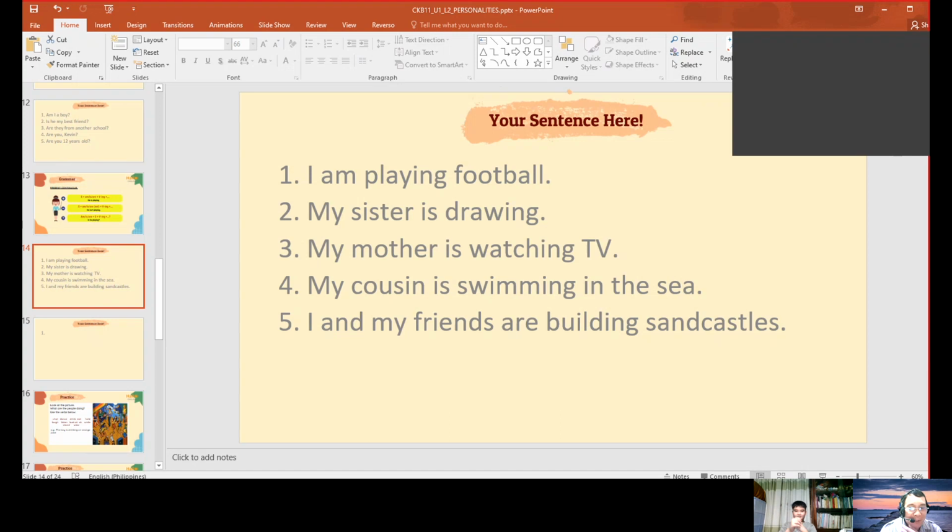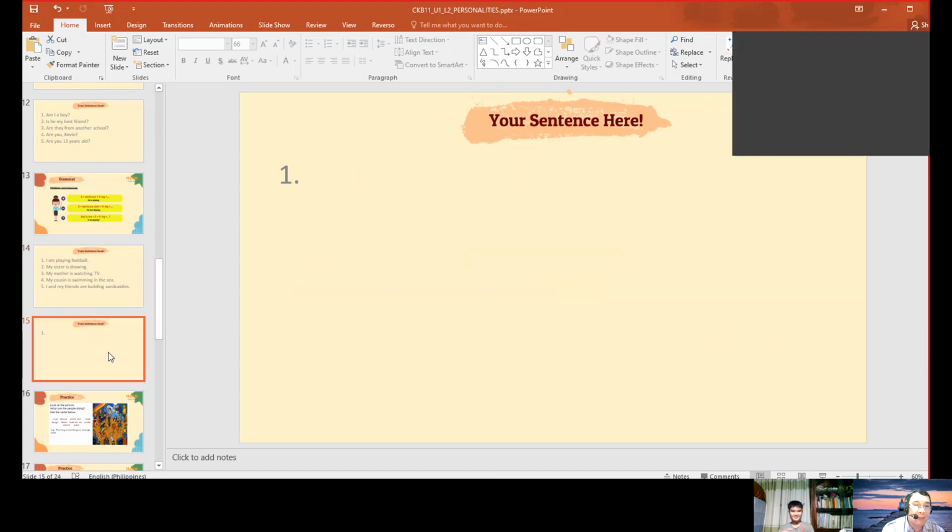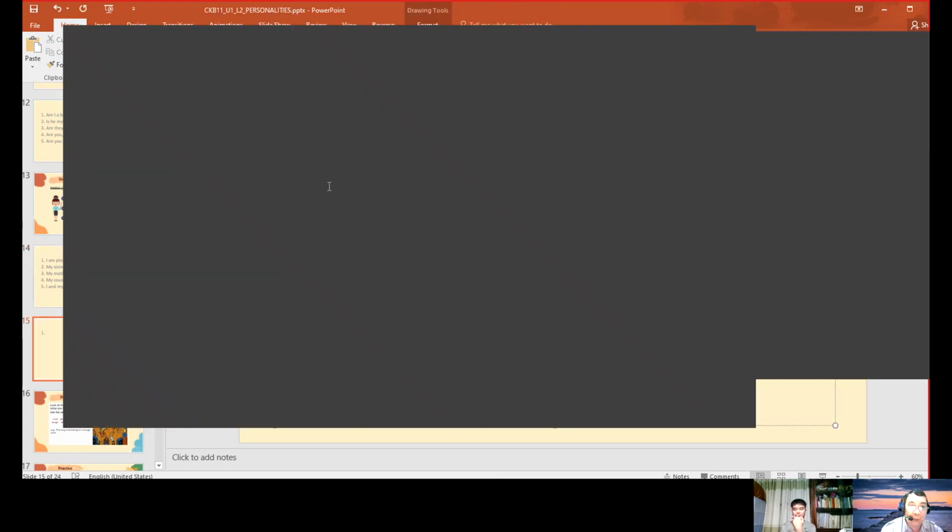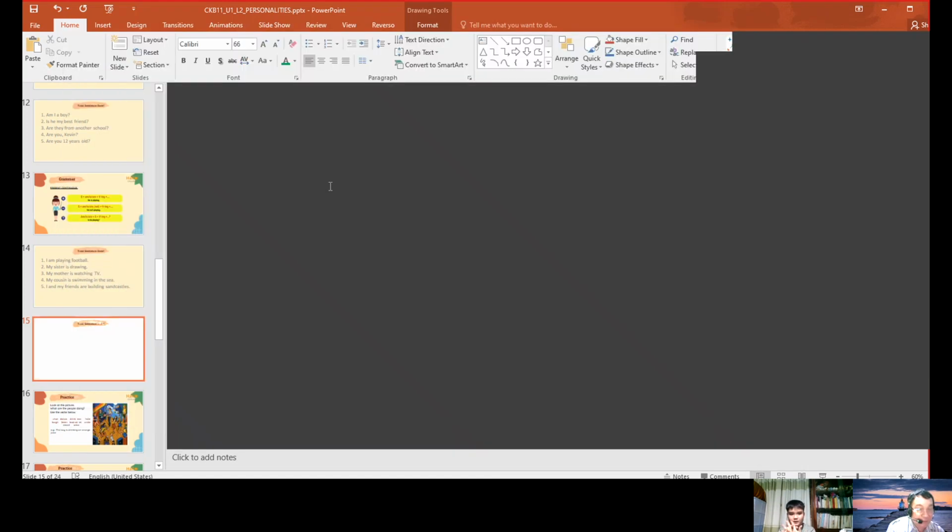So I want you to remember, especially the structures, because you may use that one, okay, one of these days, especially if you're going to take up the IELTS. Yes.